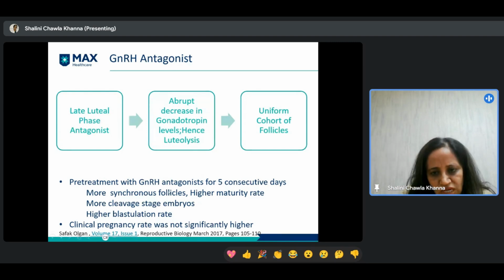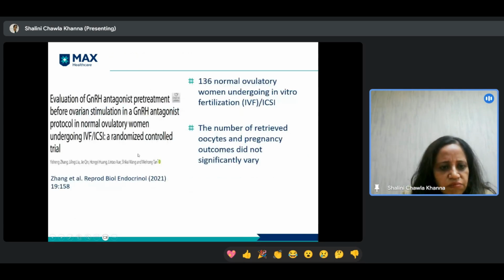There are more synchronous follicles, a high maturity rate, more cleavage stage embryos, and a high blastulation rate. But despite all this, there was no difference in the clinical pregnancy rate, which was not higher. This was a study by Safak Olgen et al. And again, another study by Zing et al., where they also showed that GnRH antagonist pre-treatment before ovarian stimulation, in 136 normal ovulatory women, the number of retrieved oocytes and the pregnancy outcome did not significantly vary.